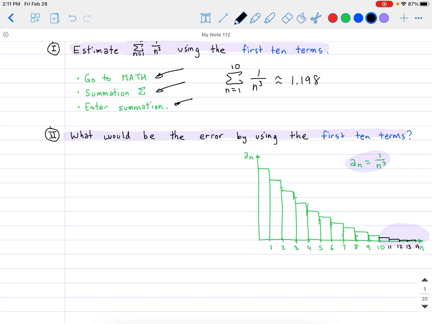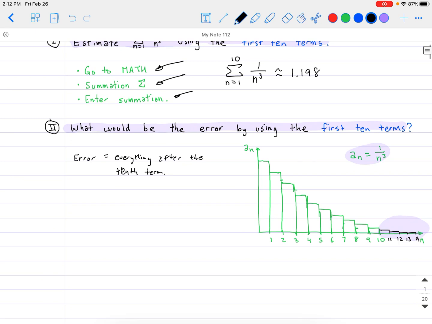So the question is, how do you actually estimate that? One thing you can think of is that the error is going to be everything after the 10th term. So the error is equal to everything after the 10th term, okay? Now, how do you figure out what that is?